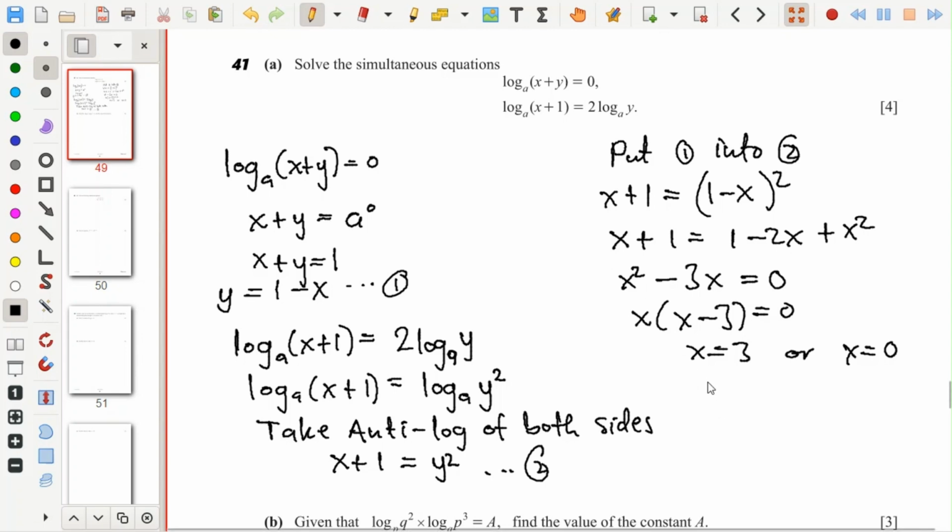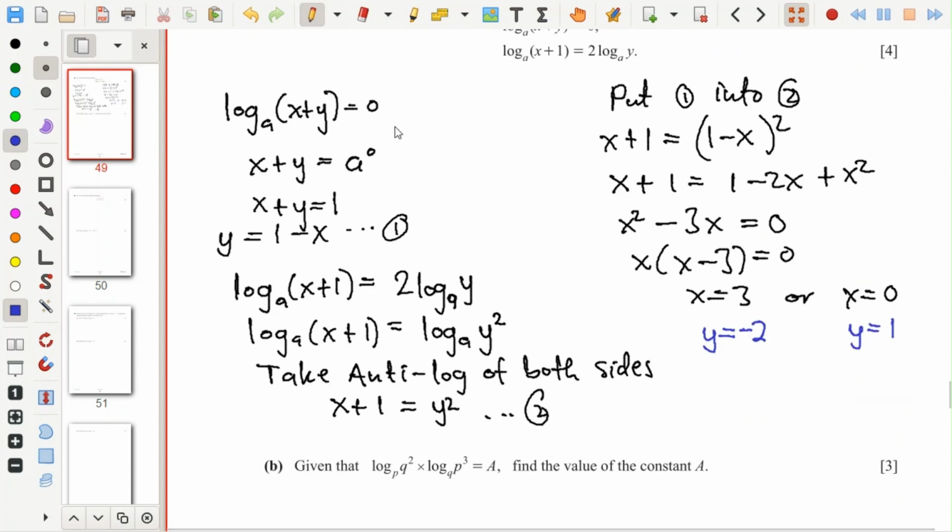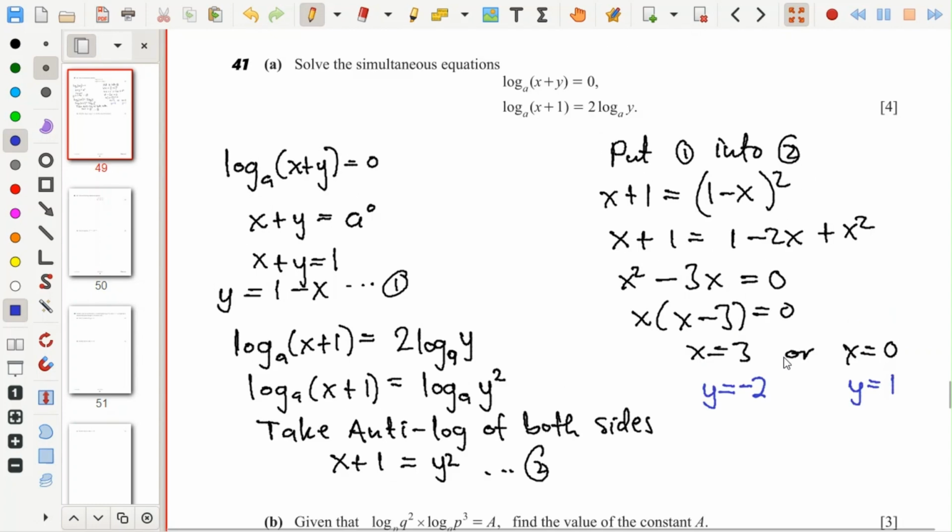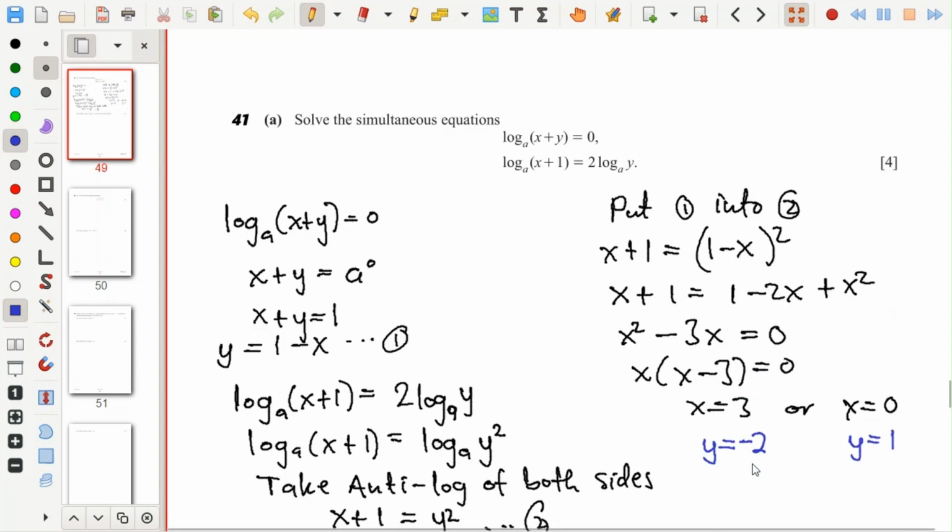When x is equal to 3, you get your y to be from here, from this side, y to be negative 2. When x is equal to 0, you get y to be 1. All right, so now let's test the answer to be very sure.